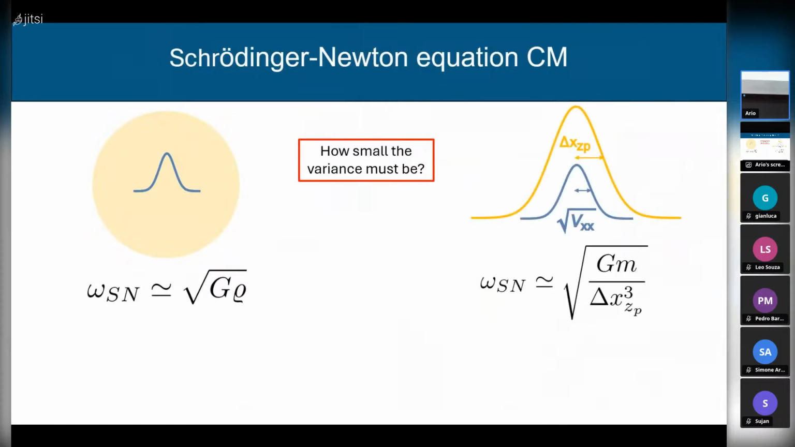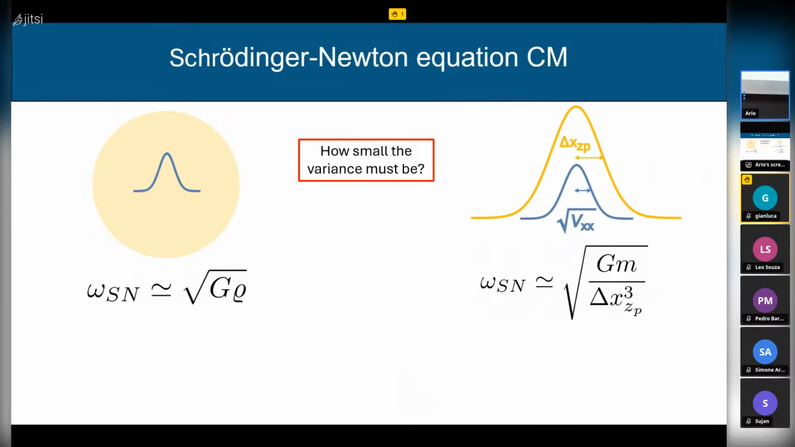While there is another possibility: this object is made of atoms, and each atom has a wave function which has a variance. Here I'm writing it as the zero-point motion of the atoms. If the variance of the center of mass wave function is smaller even than the wave function of the atoms of the system, you have another expression for this frequency. And this will depend on the mass of the atoms of the object and on the zero-point motion of the atoms of the system.